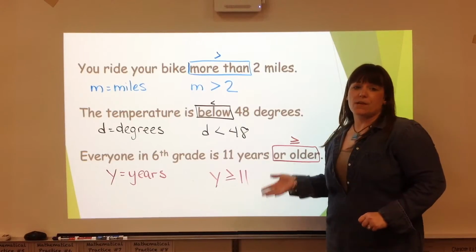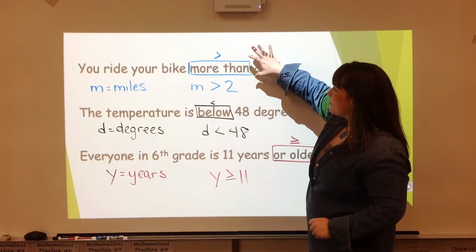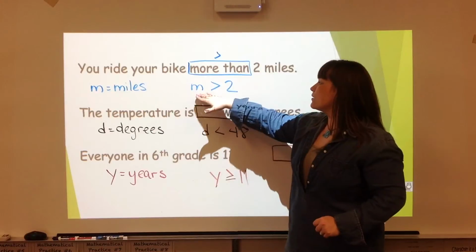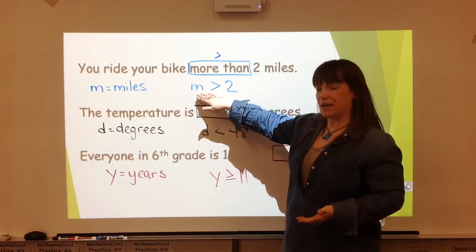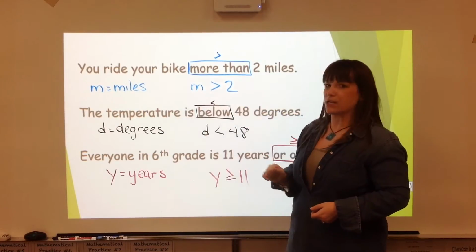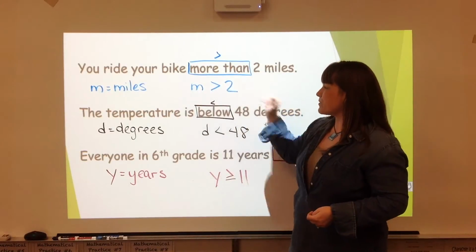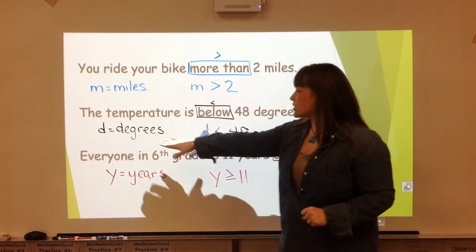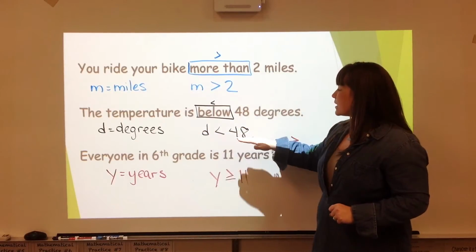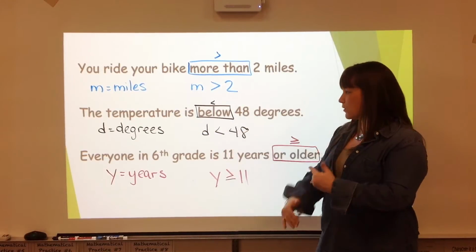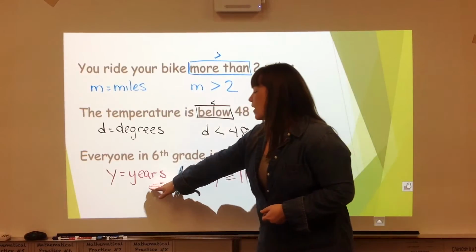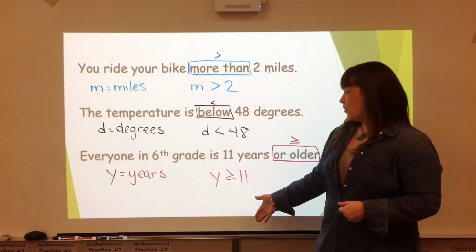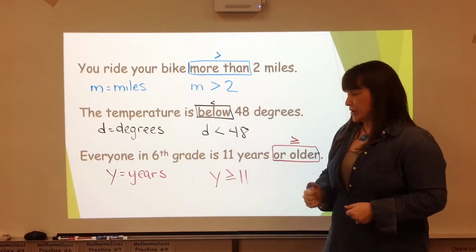Here are the first 3 that I've done. I have boxed the keyword, defined the variables, and then used the number and the variable and the symbol to make an inequality. M has to be greater than 2 is the first one. The temperature one, I chose D for degrees. D is less than 48, meaning below 48 degrees. And Y is years for the third one. You have to be 11 or older, which means greater than.